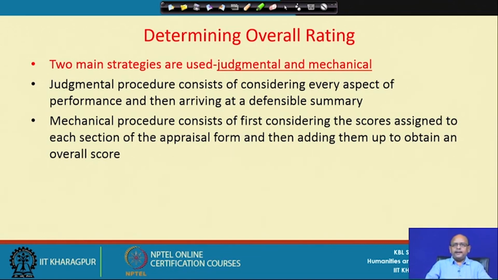So, what you do in a mechanical approach is that you consider all the scores, add them up to get the total score, and then divide by the number of items. So, you get the overall score. The other one is what we know as the judgmental approach. In the judgmental approach, what happens? You look at each and every aspect of performance, and then you provide a summary for each aspect. And in mechanical, you add up everything and then you provide it. So, it is always good to go for a judgmental approach rather than mechanical, because in a mechanical approach there is a possibility of errors.